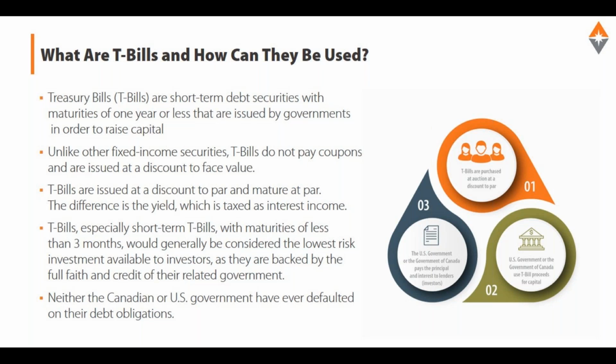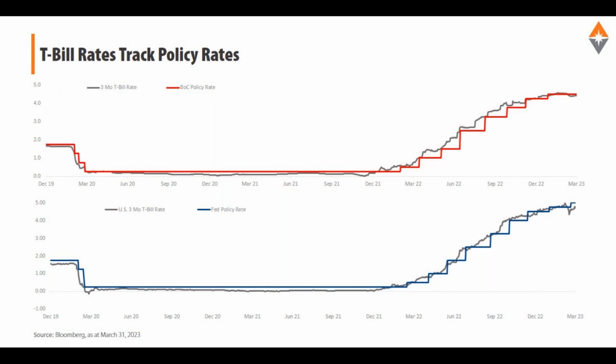And the last piece to highlight is that if you look at T-bill rates, these two charts show the 3 month T-bill rate for Canada and the 3 month T-bill rate for the US, as well as their respective central bank policy rates. The T-bill rate tends to increase and fall with the prevailing interest rate environment, and that makes intuitive sense. That's part of the reason why, with the rapid increase in interest rates, we thought there was a great opportunity to launch these two ETFs.